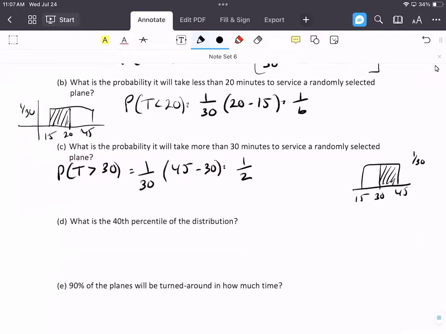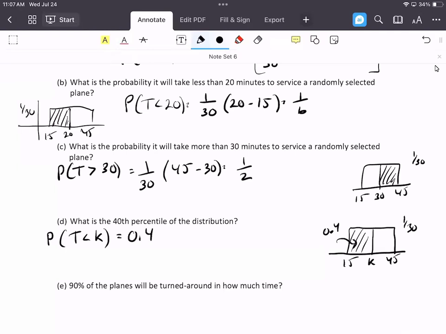Here it asks, what's the 40th percentile? Now, when it says 40th percentile, we've got 15 to 45 again, 1/30. It knows that the area under that curve is 0.4 that we're interested in, but we don't know at what time that's going to happen. And I'm going to call that time K. So when does the 40th percentile happen is effectively what it's asking. Less than K, so that we get the 40th percentile.